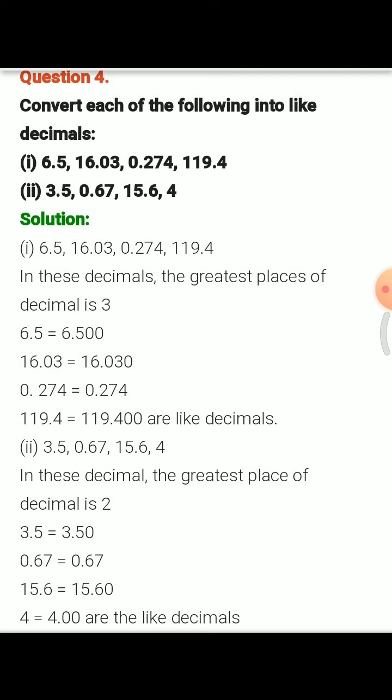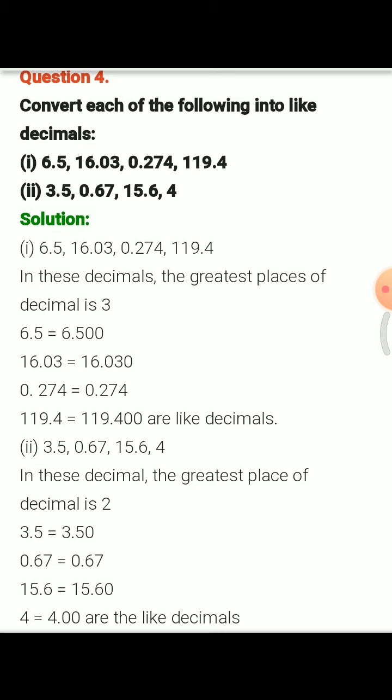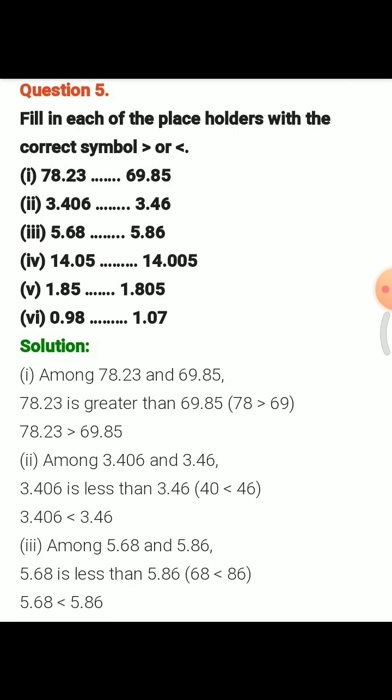Okay, and your decimal will be converted into the like decimal. Okay, in the second question you understand and solve yourself. Next question, question number 5. Fill in the blanks with the correct symbol, is greater than or is less than.